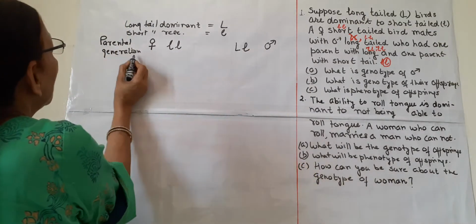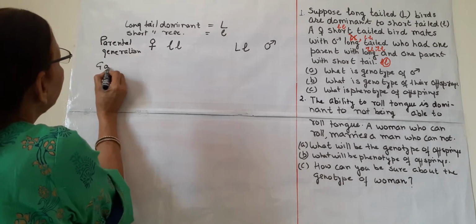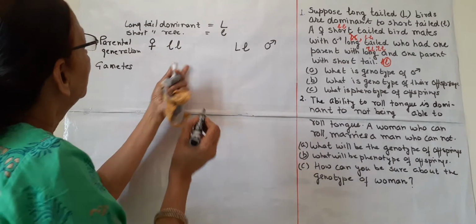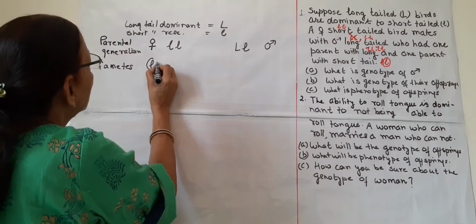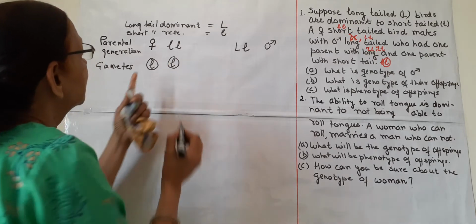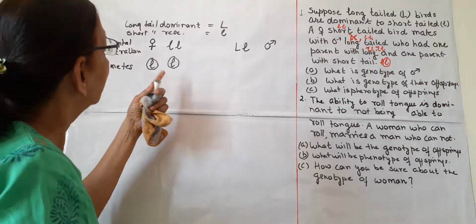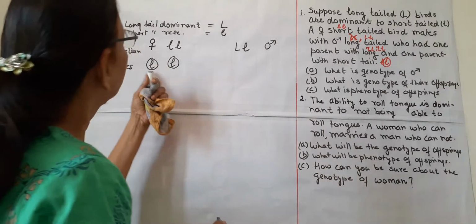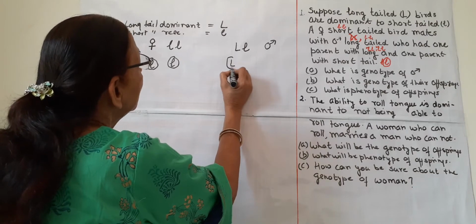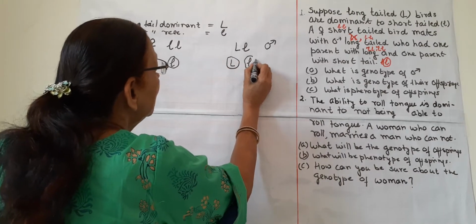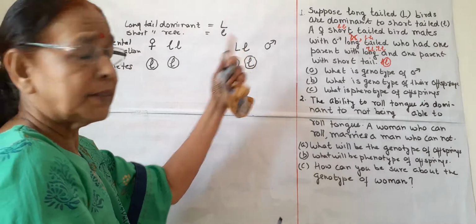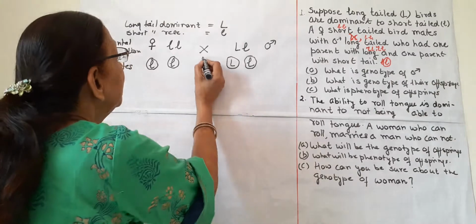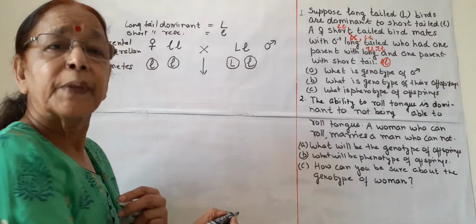Then the next line after the parental generation, we will write gametes. Here we will write gametes, and always we encircle the gametes so that we can differentiate them from the somatic cell. So these are the gametes from the female side, and these are the gametes on the male side. Only two, it is a monohybrid cross, and we put a cross here and an arrow here.